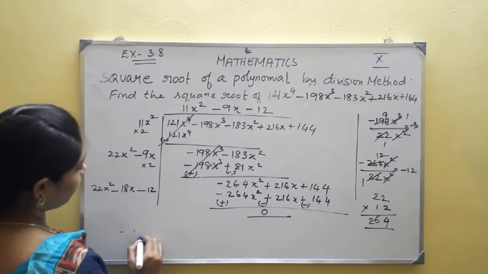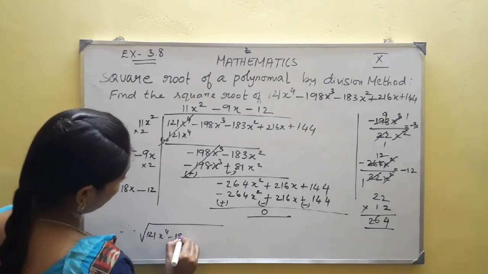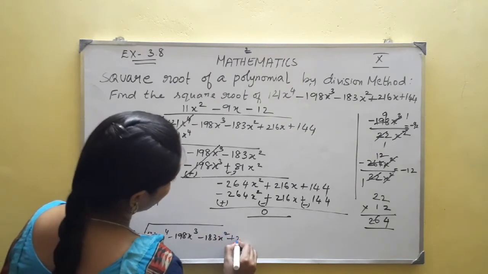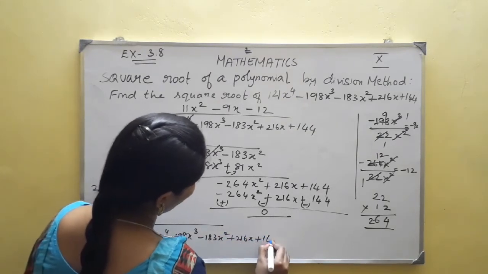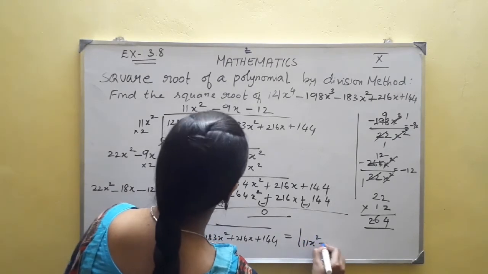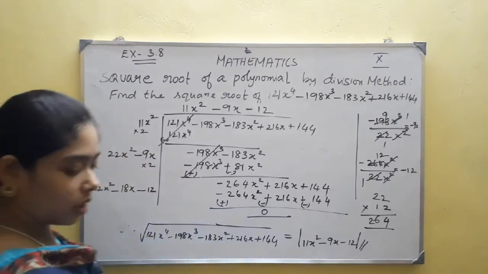Conclude your solution. Therefore, the square root of 121x power 4 minus 198x cube minus 183x square plus 216x plus 144 equals modulus of 11x square minus 9x minus 12. This is your required solution.